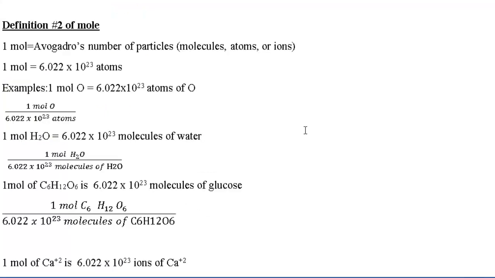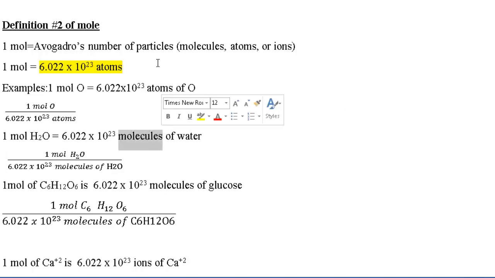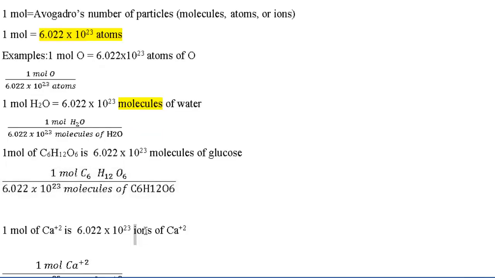The second definition of the mole has to do with this constant, Avogadro's number, 6.022 times 10 to the 23 atoms, 6.022 times 10 to the 23 molecules, and 6.022 times 10 to the 23 ions. Okay, so calcium is a plus 2 ion, so 1 mole of that will have this many, Avogadro's number of ions, Avogadro's number of molecules, Avogadro's number of atoms. So just look at this number, 6.022 times 10 to the 23. That is a huge number.